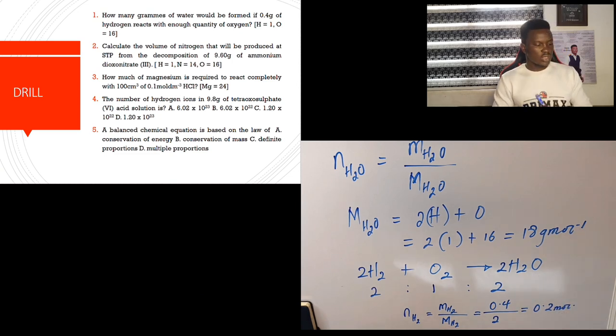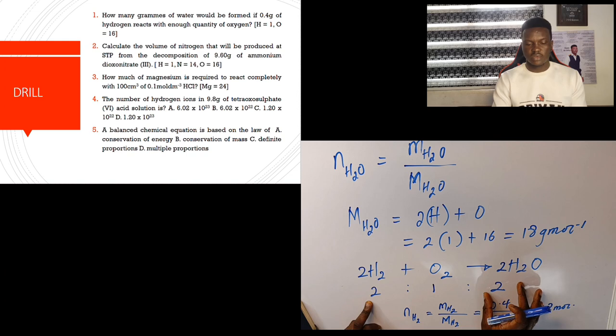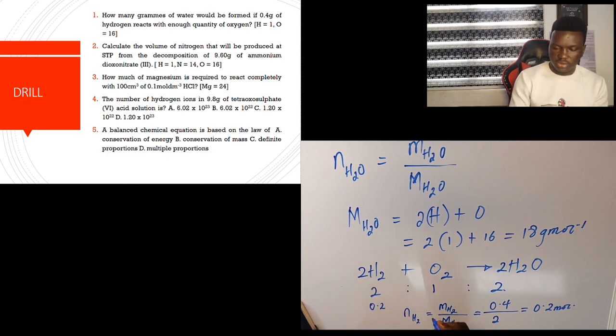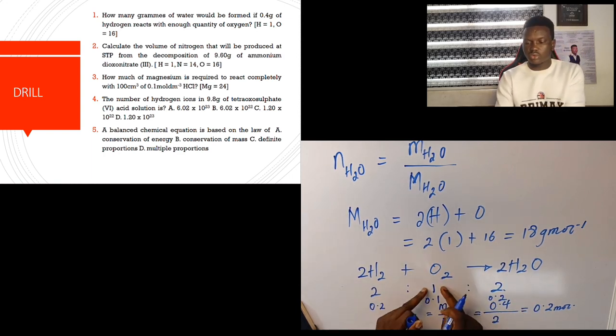So let's check that out. That's 0.4 divided by 2. That's 0.2 mole. So now that you have 0.2 mole as the number of mole of hydrogen, what do you think the number of mole of water will be? Their ratio is the same, 2 to 2. So if this is 0.2 for hydrogen, it is going to be 0.1 for oxygen, and it is still going to be 0.2 for water because the ratio is 2 to 1 to 2.